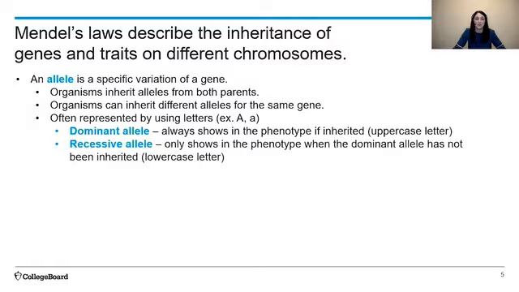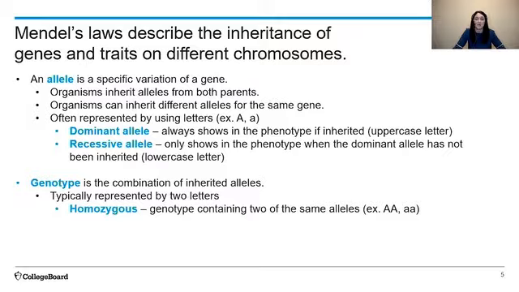A dominant allele is what shows up in the phenotype if it's inherited and is represented by an uppercase letter. A recessive allele only shows in the phenotype when the dominant allele has not been inherited, and it's a lowercase letter. A genotype is the combination of the alleles that you inherit, and it's typically represented by two letters. If you are homozygous for your genotype, that means you contain two of the same alleles, so maybe both dominant or both recessive. And if you're heterozygous for that genotype, then the genotype contains two different alleles, so maybe a dominant and a recessive allele together. The phenotype is the physical result or expression of your genotype.